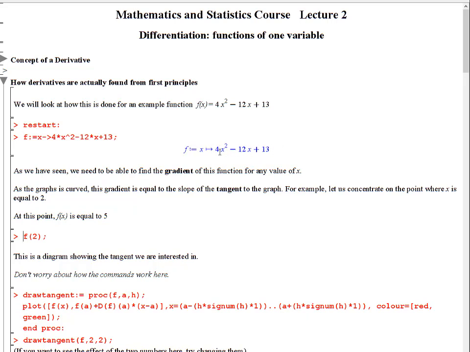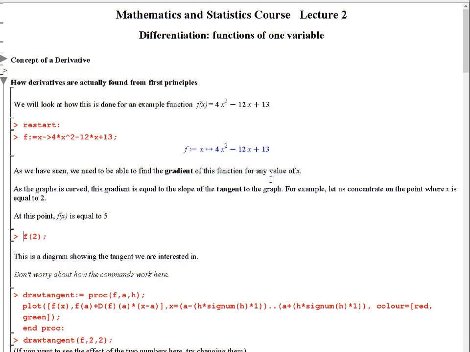So we're going to take this as our example function, and we need to be able to find the gradient of that for any value of x. That's what differentiation will let you do. This is a quadratic, so it's going to be a curve, so we need to be looking for the slope of that tangent. And just to start with, we're going to concentrate on the point where x is equal to 2 to make it concrete.